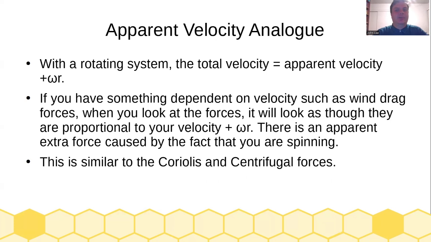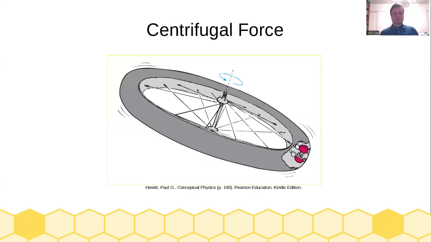To explain this, I came up with an analog based on the apparent velocity. So with a rotating system, the total velocity is equal to the apparent velocity, how fast you're moving in the rotating system, plus omega r, which is caused by there being a rotation in the same way that Coriolis and centrifugal accelerations are caused by there being a rotation. So if you have something dependent on velocity, such as wind drag forces, when you look at the forces, it will be as though they are proportional to your velocity plus omega r.